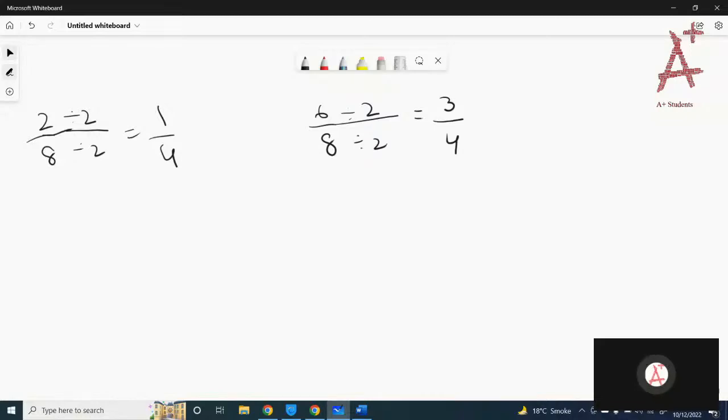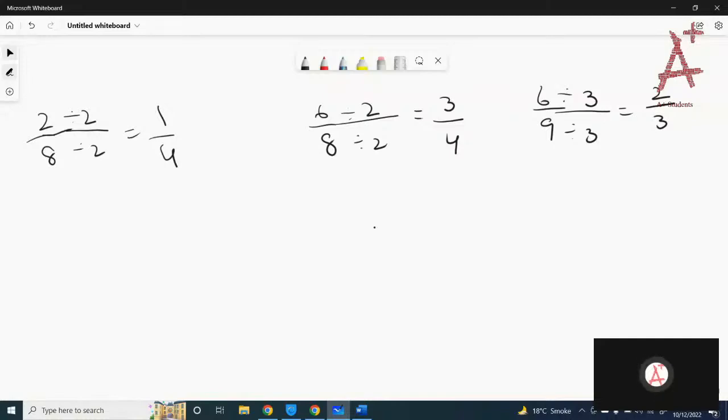Okay, the next one is write 6 by 9 in lowest term. So you have to find the greatest number that can divide both numerator and denominator. So that would be 3. Just divide them by 3. So 3 times 2 is 6 and 3 times 3 is 9. So it would be 2 by 3. Got it?